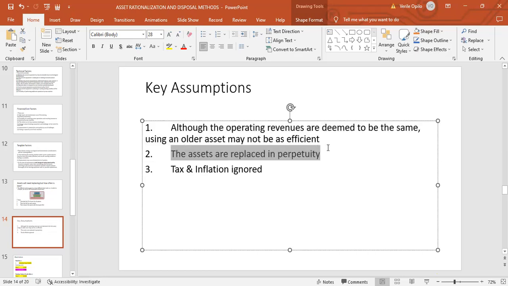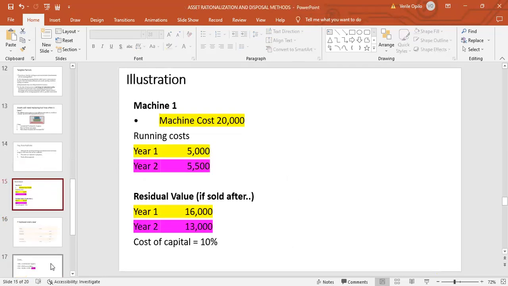Then also the assets are replaced in perpetuity. So in this case, you're assuming that the asset can be replaced at any given point in time in future until infinity. Then the last one is that we will be ignoring taxation and inflation. We'll not be taking into consideration the concept of inflation and taxation. So let's look at an illustration here.